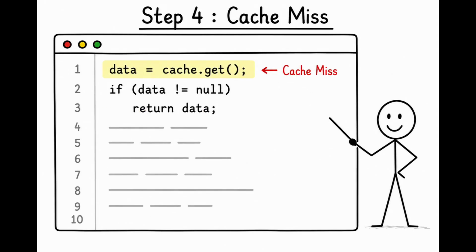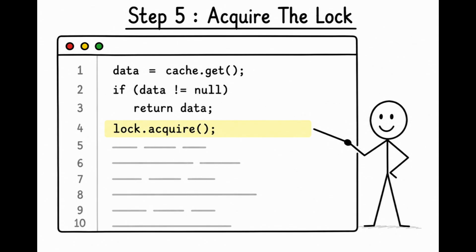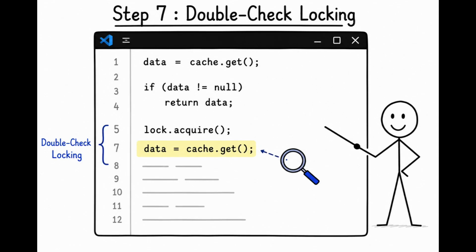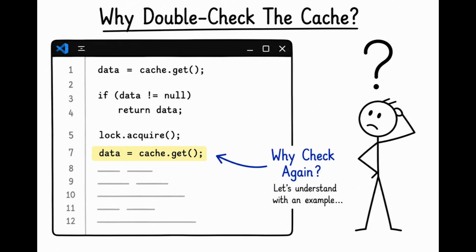But if the data is missing, we try to acquire the lock. Now, two things can happen. If we successfully acquire the lock, we become responsible for rebuilding the cache. But before going to the database, we perform one more cache check. This step is called double check locking. Now you may ask, why do we check the cache again? Isn't one cache check enough? Good question.